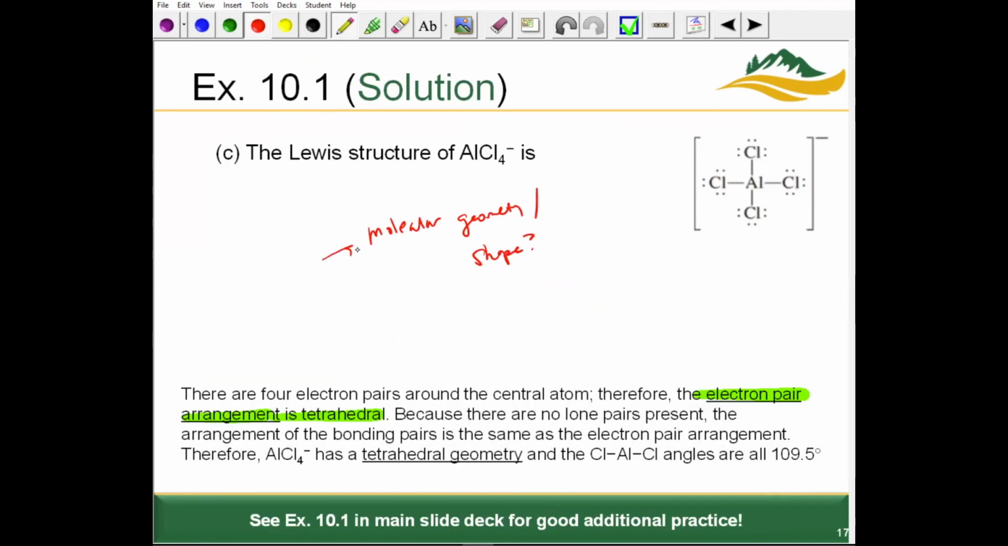What about the molecular geometry or the shape? Do we have any lone pairs around the central aluminum? Well, around the central atom, we only have 4 bonds. So the molecular geometry or shape, therefore, is also considered tetrahedral. The bond angles then for tetrahedral, where we have all bonds and no lone pairs off the central atom, is then also 109.5 degrees.